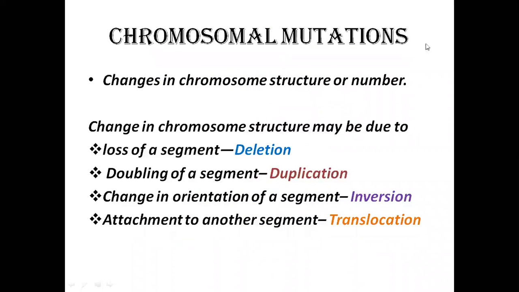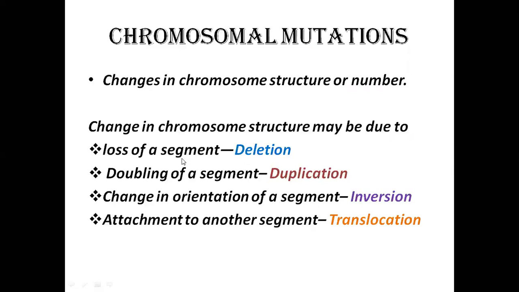In the previous video, we discussed chromosomal mutations. Let me just brush up a little. Chromosomal mutations are changes in the chromosome structure or number. Basically, we discussed the changes in the structure. Changes in the chromosome structure were of 4 different types.